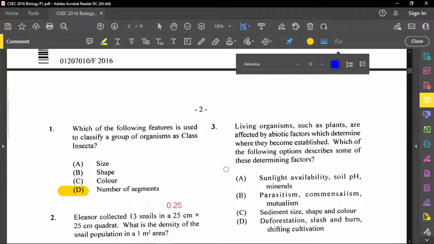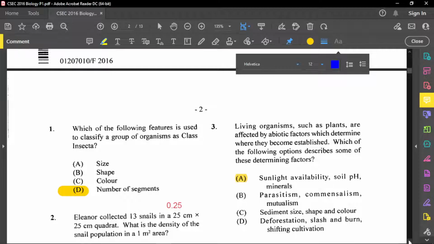All right, why not jump to question number 3 since it's sideways? I'm going to do it like that through the paper, so we do not need to move up and down. For question number 3, it said that living organisms such as plants are affected by abiotic factors which determine where they become established. Which of the following options describe some of these determining factors? This is a repeated question. Remember that we're looking for the non-living aspect of the environment, which includes sunlight availability, soil pH, and also minerals. So option A will be our correct answer.